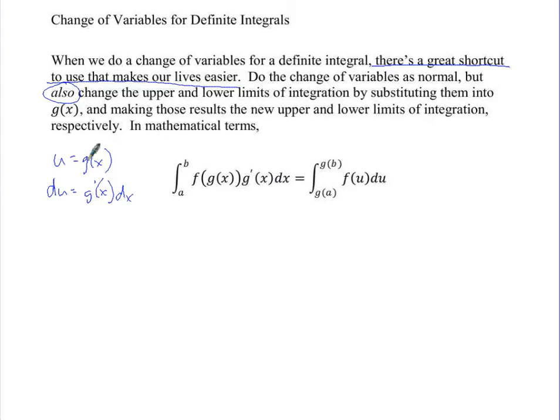I let u equal g of x, so that leaves me with f of u here. So here's the f of u du. That's what we learned how to do earlier in this section. But now it's saying to take your limits a and b and substitute them into your function up here. So you'll get an answer for your new lower limit, g at a, and for your new upper limit, g at b.